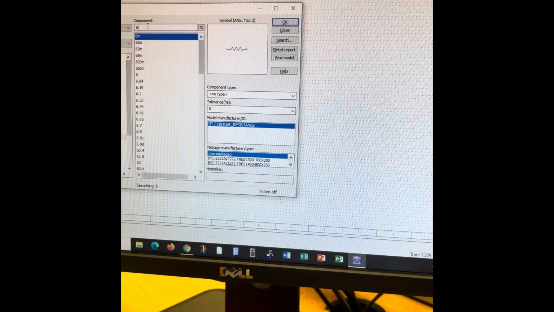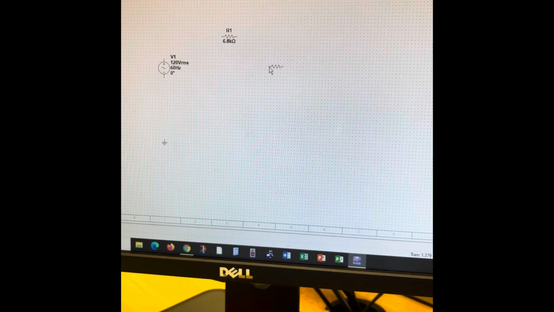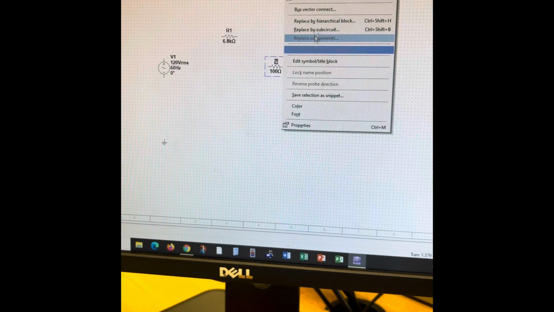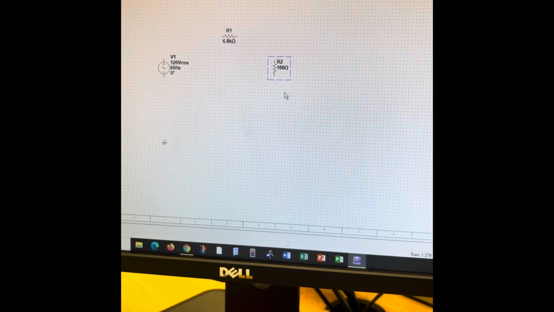R2 being 100 ohms. And I rotate it. I rotate it. And we're going to connect these wires. Ground wire to black.